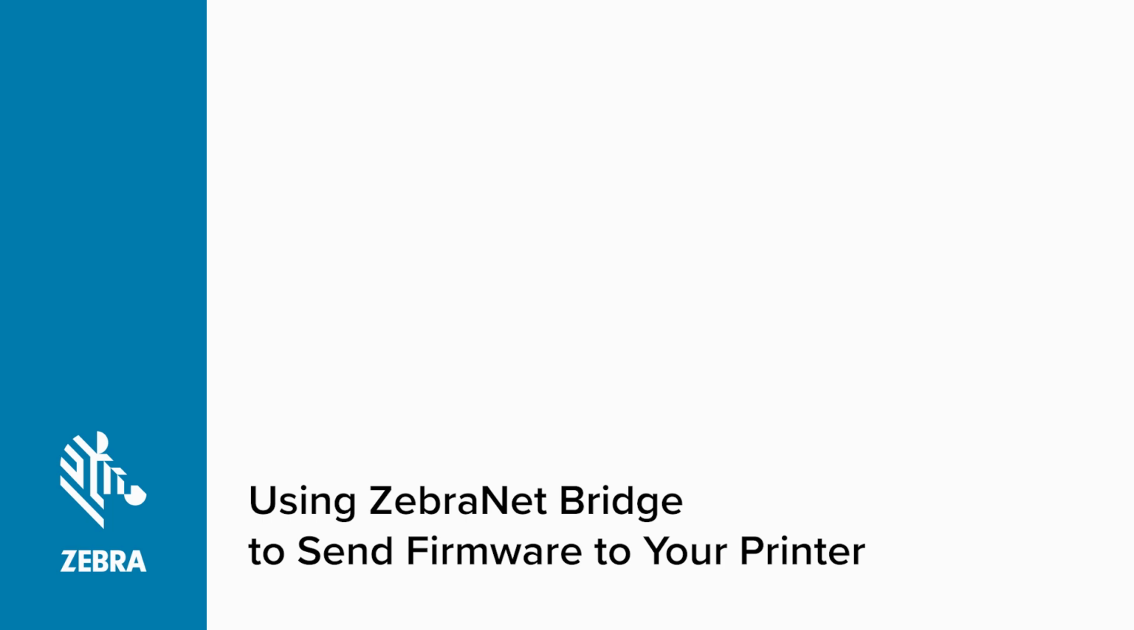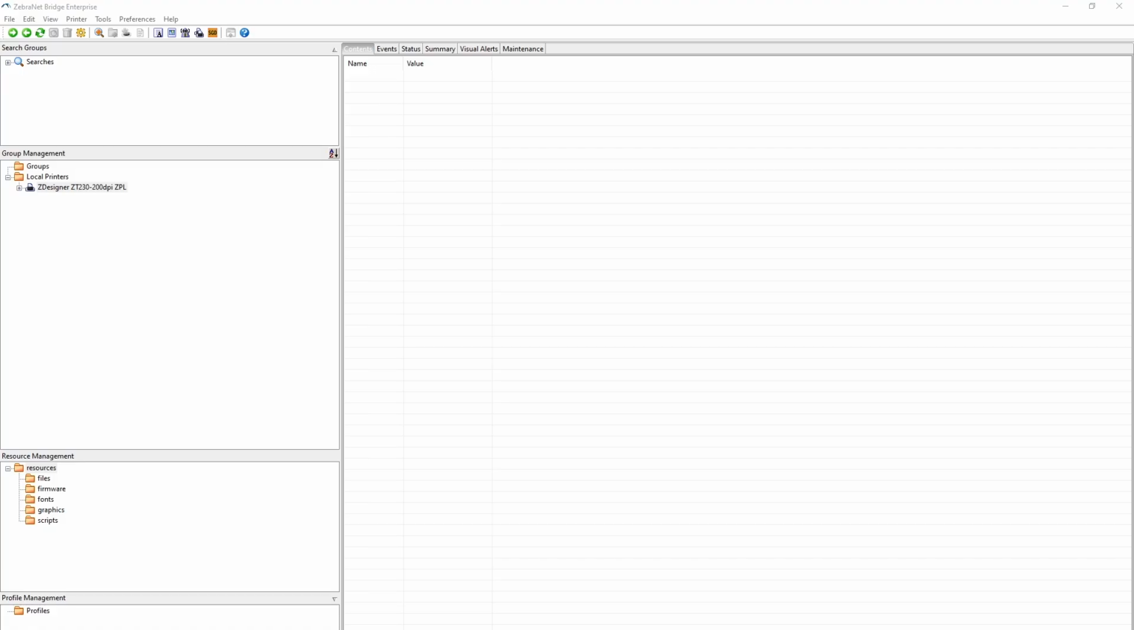ZebraNet Bridge can be used to update printer firmware. You will need to have your printer installed in the ZebraNet Bridge Group Management window with an active connection. Add the printer to the Group Management window. You can skip this step if your printer is already listed there.